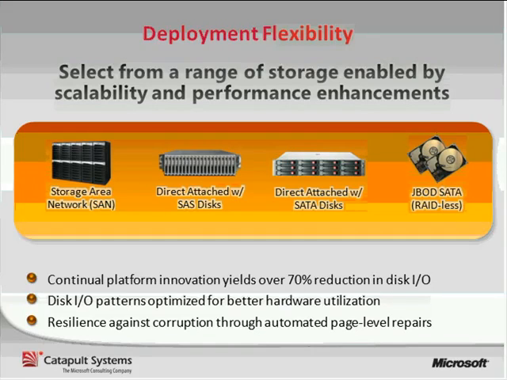Now, deployment flexibility. This was a big one, and I was kind of skeptical when I first saw this. We can select from a range of storage enabled by scalability and performance enhancement. This means we can scale from a storage area network, which used to be the goal of all Exchange implementations, get it on a SAN so that we can manage it, all the way down to direct attach with SAS disk, with SATA disks, or JBOD, which stands for just a bunch of disks, SATA disk, RAIDless. It's possible. Didn't say I would recommend RAIDless.